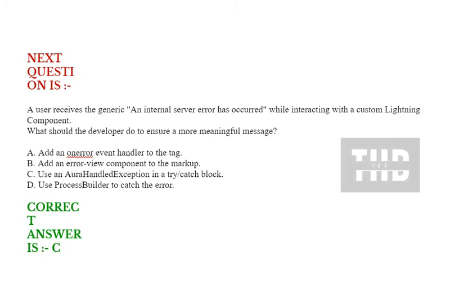Option C. Use an Aura handled exception in a try-catch block. Option D. Use process builder to catch the error. Correct answer is option C.